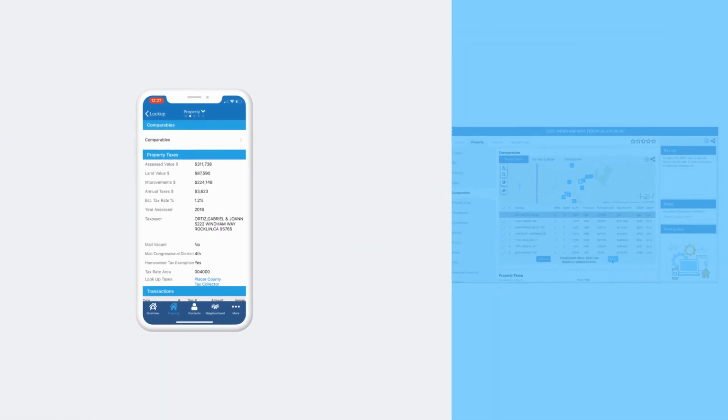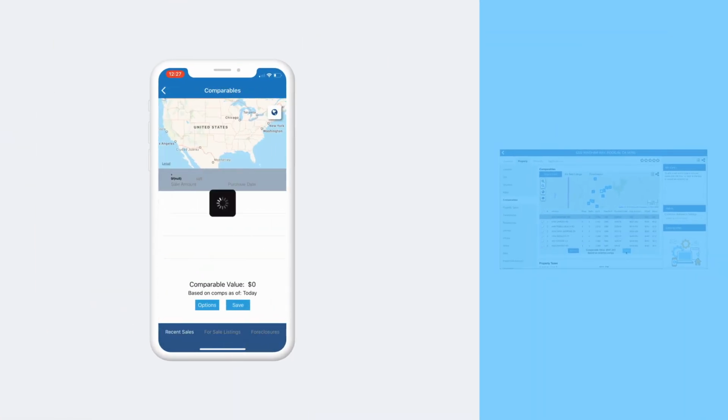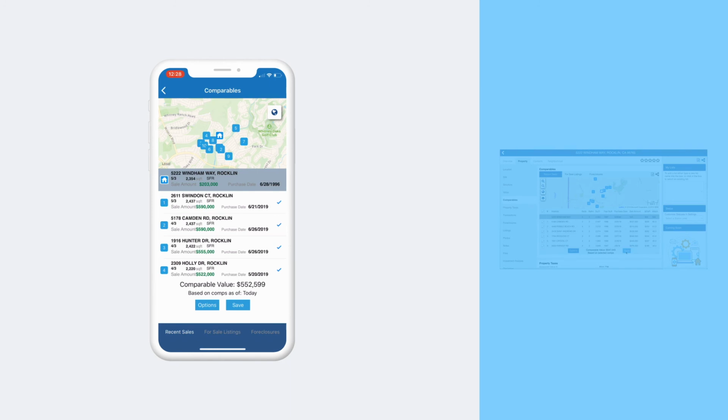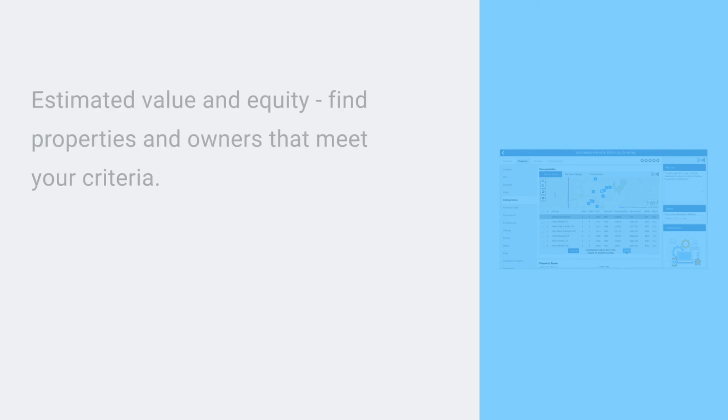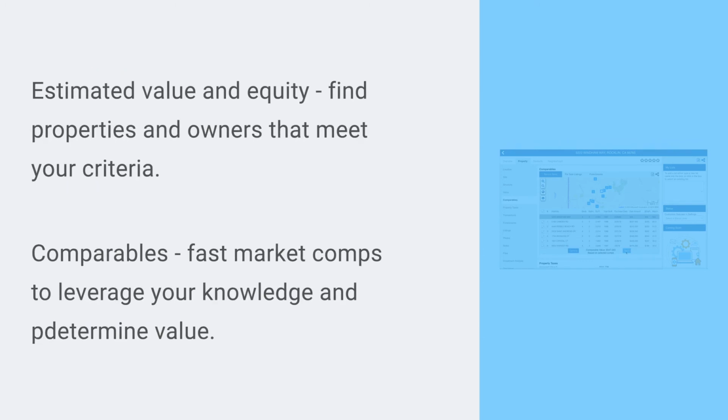Take the power of value, equity, and comparables with you wherever you go with our mobile apps for Android and iPhone. Everything you just learned can also be done in our mobile apps. PropertyRadar's Comparables tool is a powerful and intelligent feature for real estate pros to apply their market knowledge and arrive at the most informed estimate of value and equity of a property, and save a ton of time doing it.